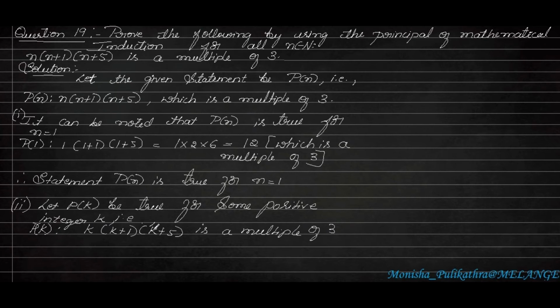Since this is given as a multiple of 3, we can write it as k into k plus 1 into k plus 5 is equal to 3m, where m is a natural number. So m belongs to N. Let this be equation number 1. This m will be any natural number. If you put 1, then 3 ones are 3, a multiple of 3. If you put 2, 3 2s are 6, and 3 3s are 9, again multiples. So this shows it is a multiple of 3 where m is a natural number. Next we have to prove that P of k plus 1 is also true. Let us continue in the next slide.